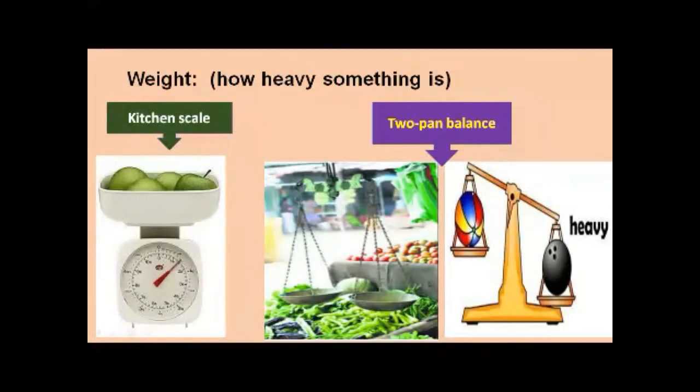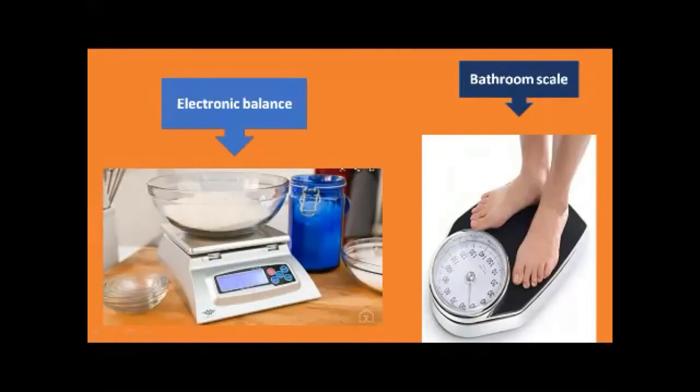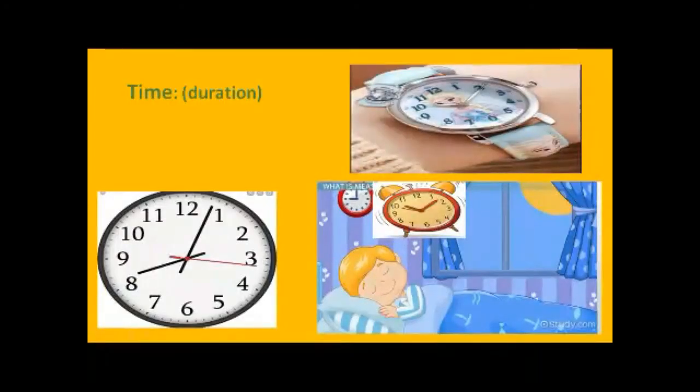Then there is the tube balance, and it has two pans. Okay, this is electronic balance, and this will tell you the exact weight of the dry products. Bathroom scale is used to measure the body weight. Got it?